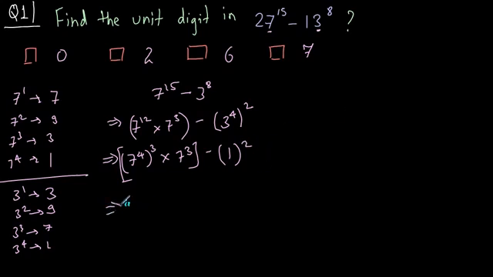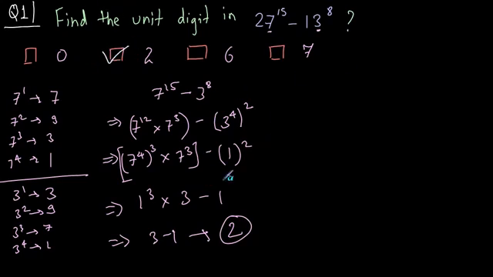So again, solving this, 7 raised to 4 is again 1 cubed into 7 cubed, and the units digit of 7 cubed is 3, minus 1. So the answer could be 1 into 3 minus 1, so 3 minus 1. So the answer is 2, and the correct option is option number 2.